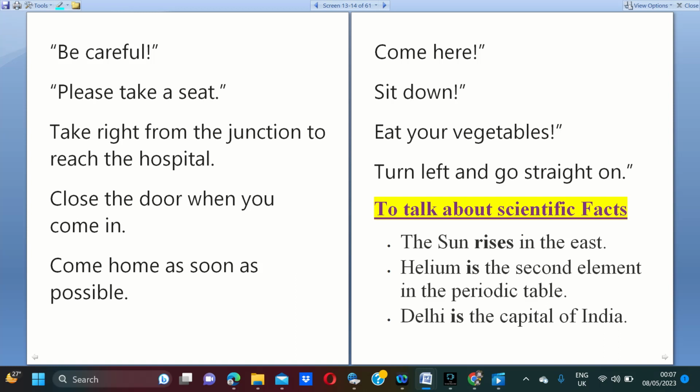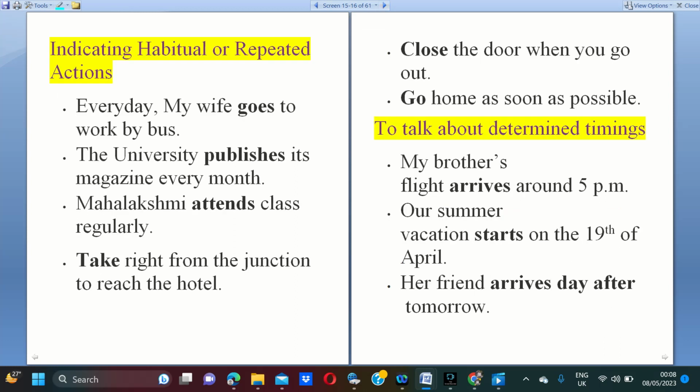Next, to talk about scientific facts. What are scientific facts? The sun rises in the east. Helium is the second element in the periodic table. Delhi is the capital of India. All these are scientific facts. Scientific facts indicate habitual and repeated actions. We discussed habitual and repeated actions a few minutes ago. Here, once again, it is repeated.